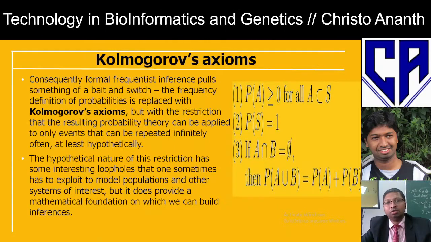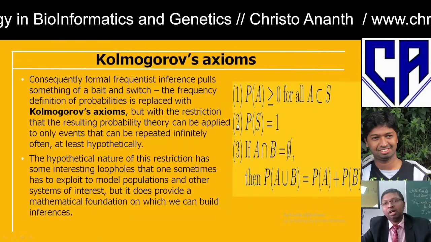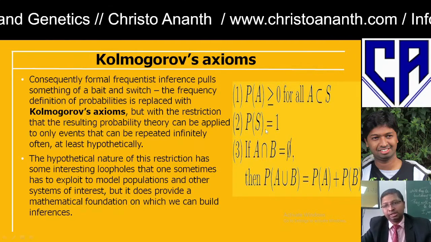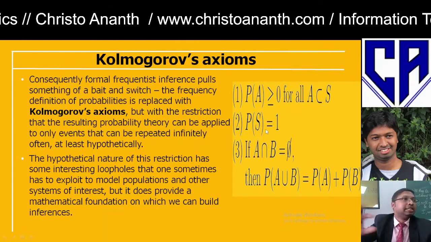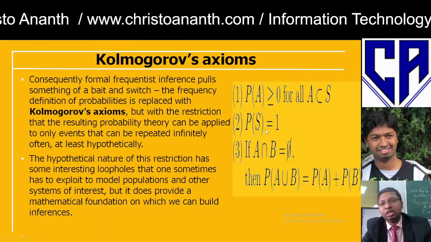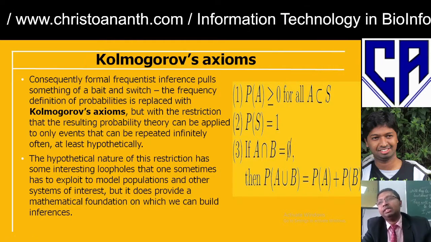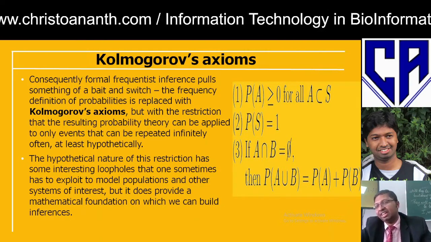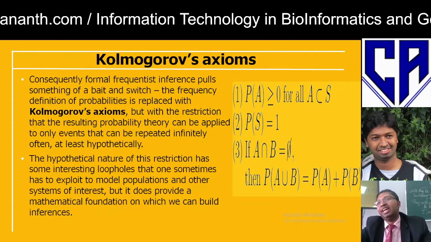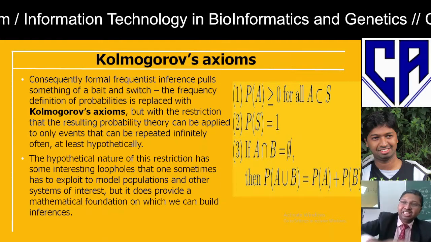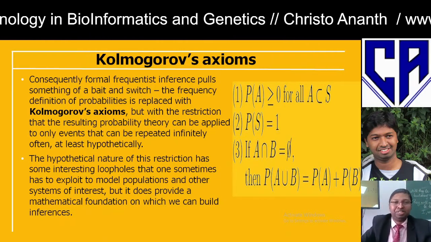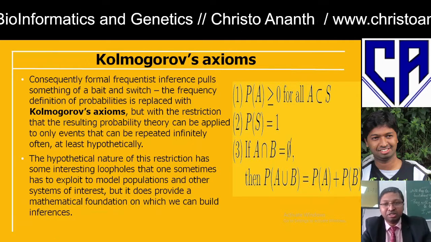So these are Kolmogorov's axioms. We will have the probability of A greater than or equal to 0, probability of S equal to 1, and for the intersection of the two sets, A intersection B equal to phi. Similarly, if A intersection B equal to phi, then probability of A union B, which means A plus B, equals probability of A plus probability of B. So these are Kolmogorov's axioms.